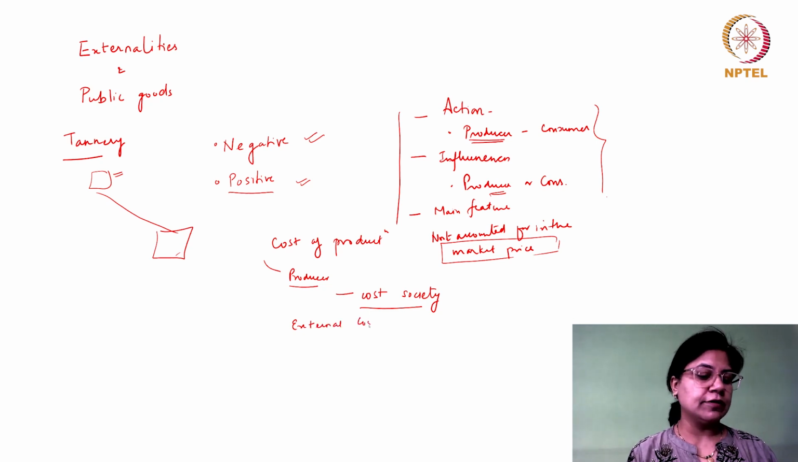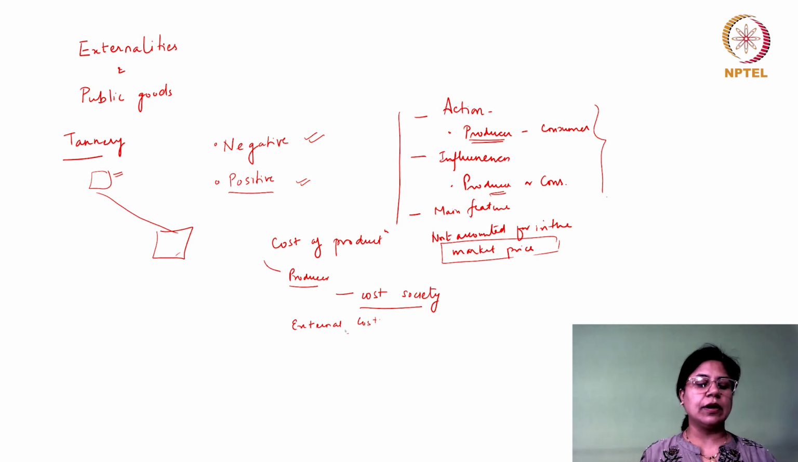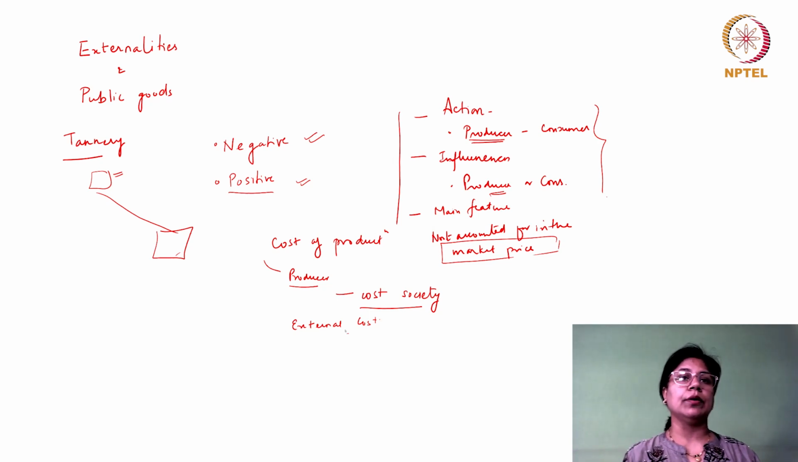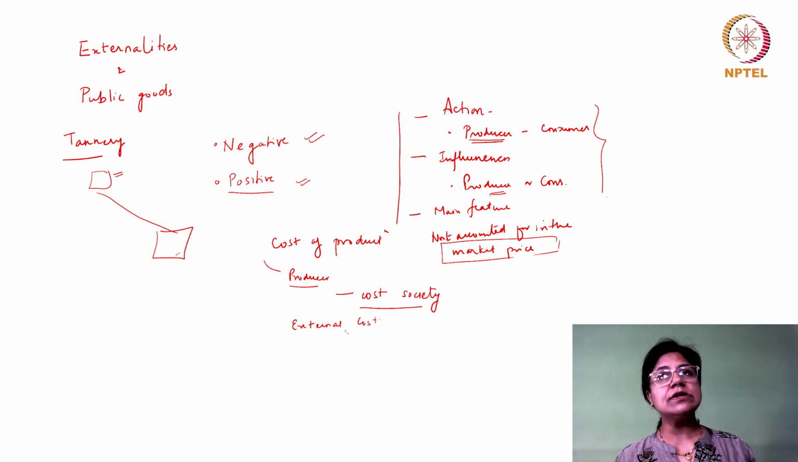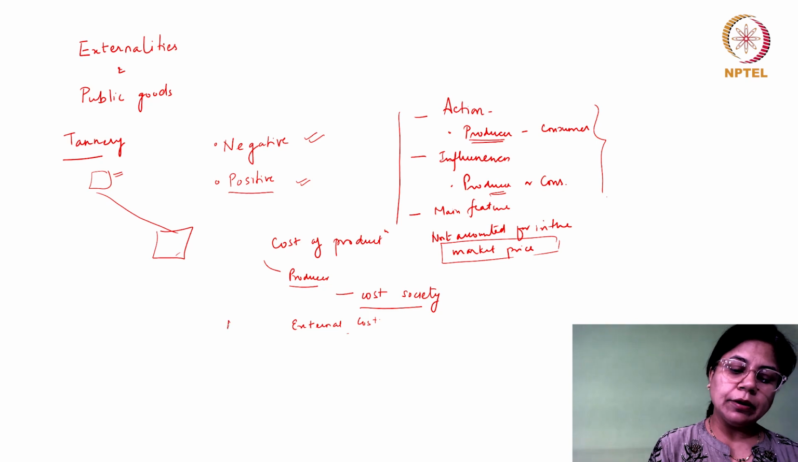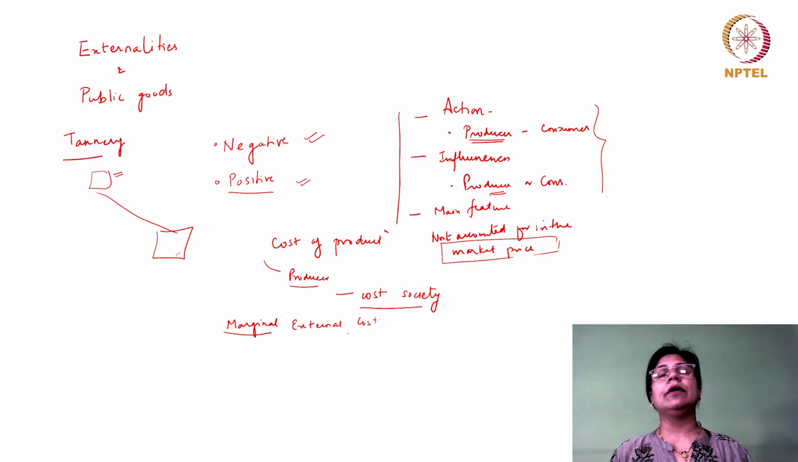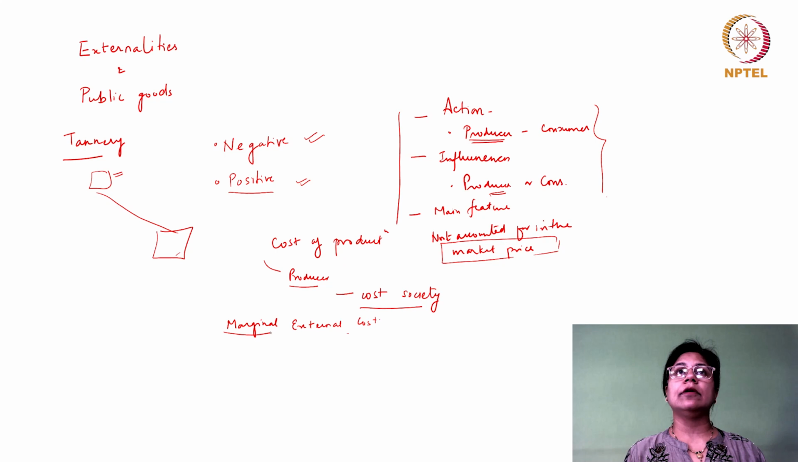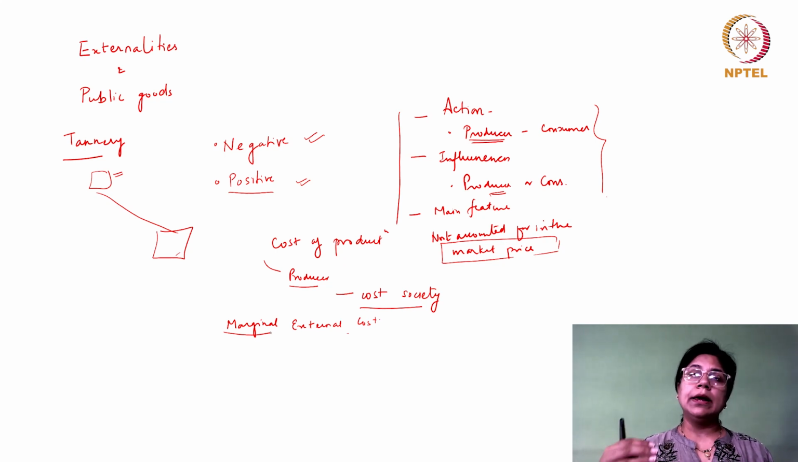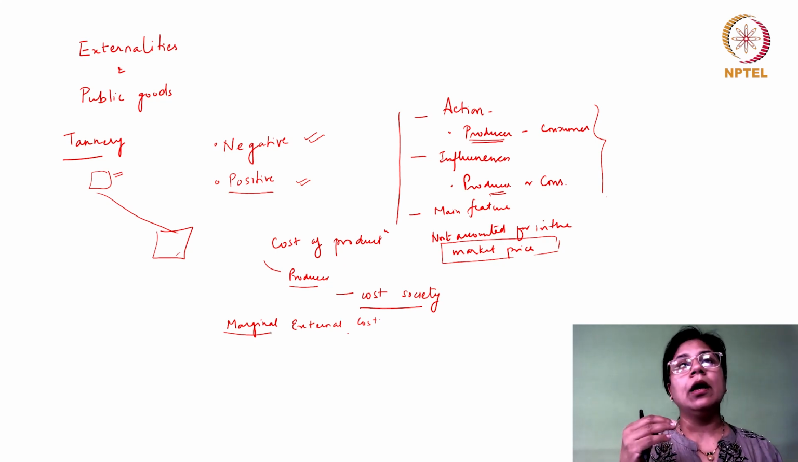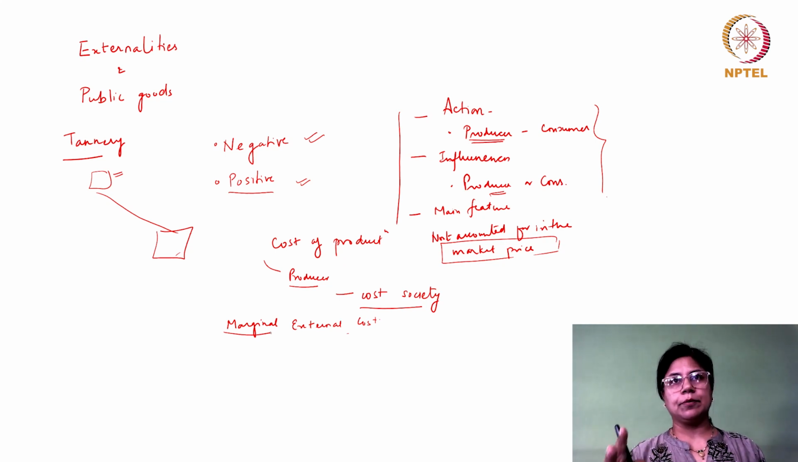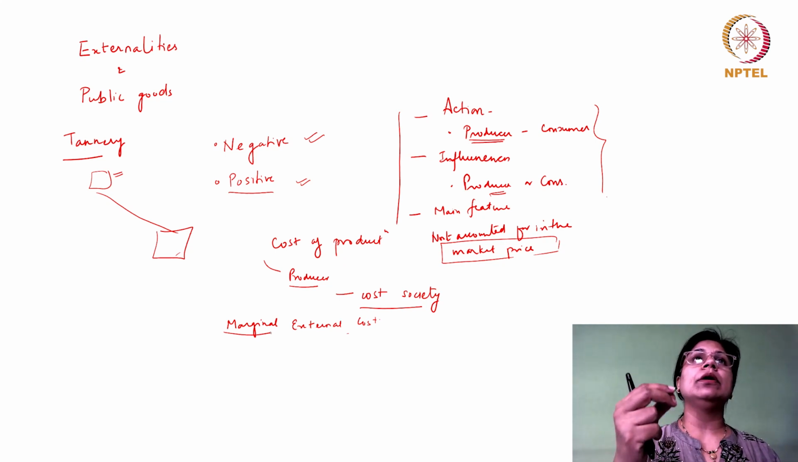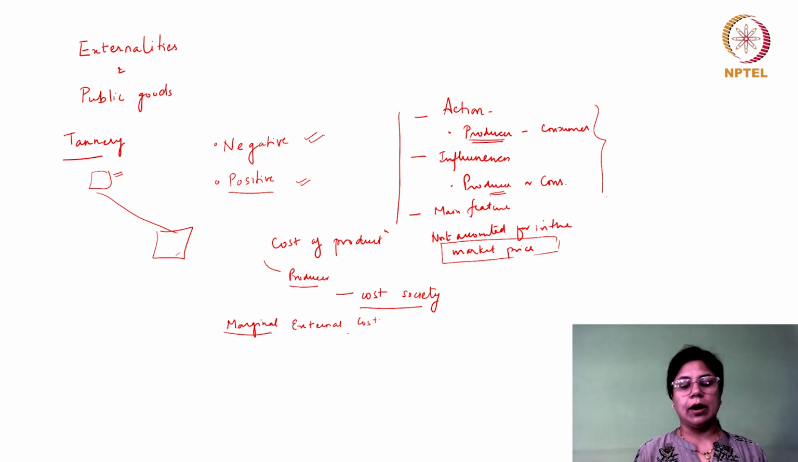So what is external cost? Essentially, a cost which is imposed externally, not on the firm itself, but on an outsider by the firm when it increases its output. We will also put a word in front of it: marginal. In economics we use this term very frequently, and in this context it means the increase in the cost of this particular production because of one more unit increase in the output.